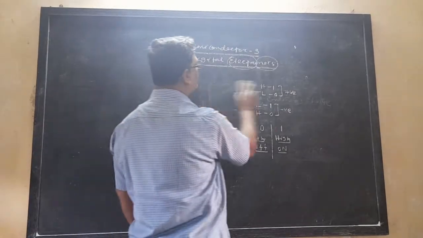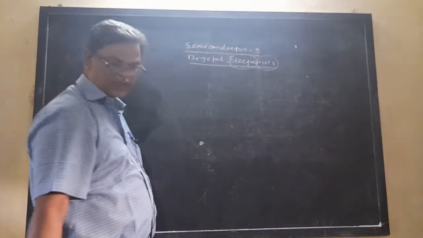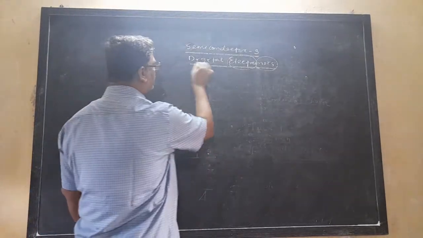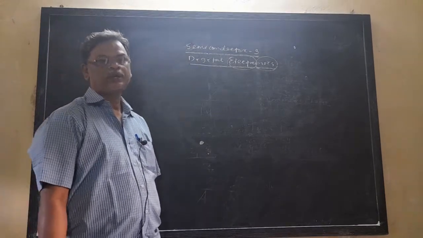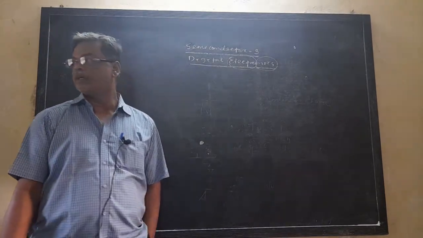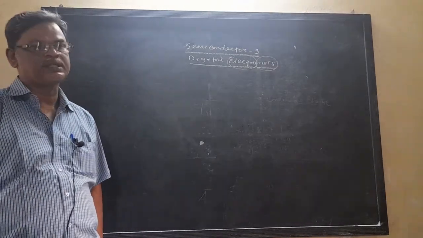Before going to the digital circuits, let us see digital circuits and analog circuits. Analog circuits are those in which we use the analog signal, and digital circuits are those in which we use the digital signal.